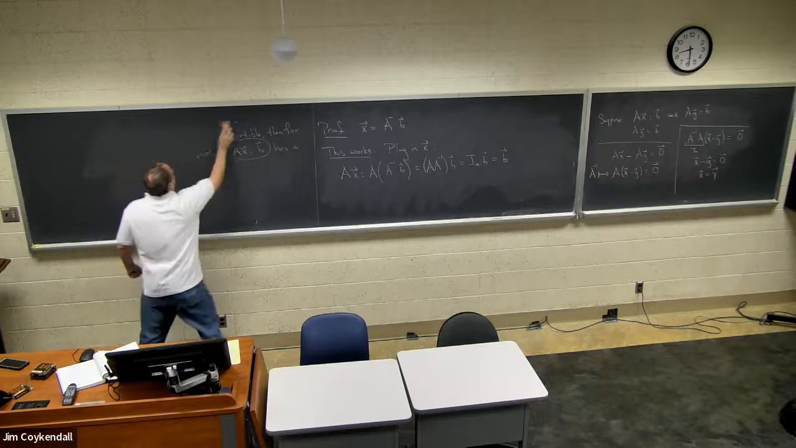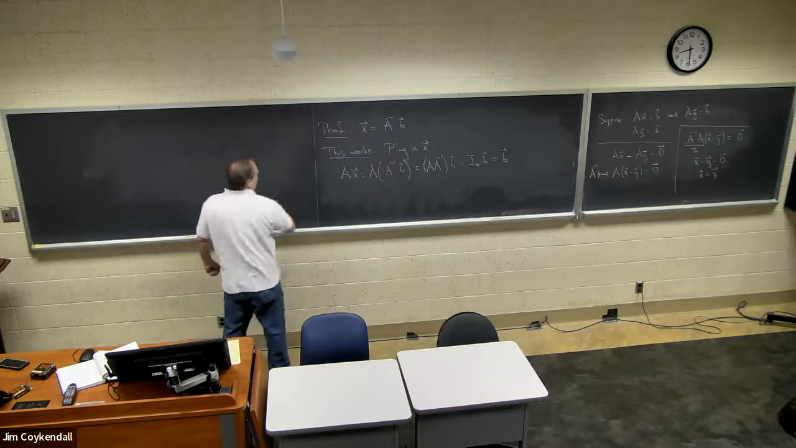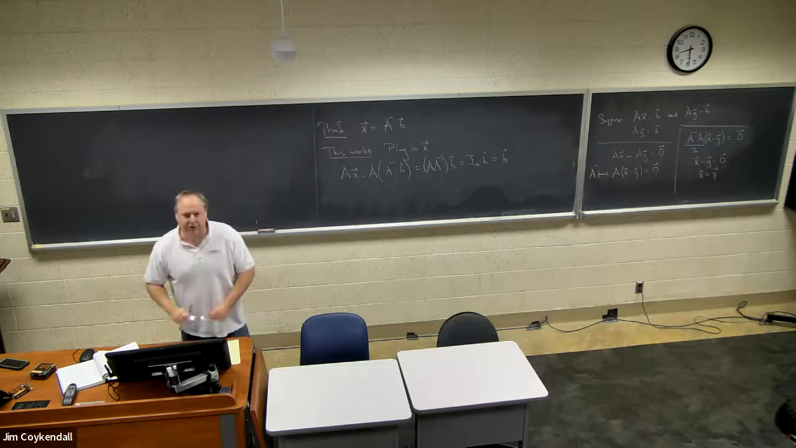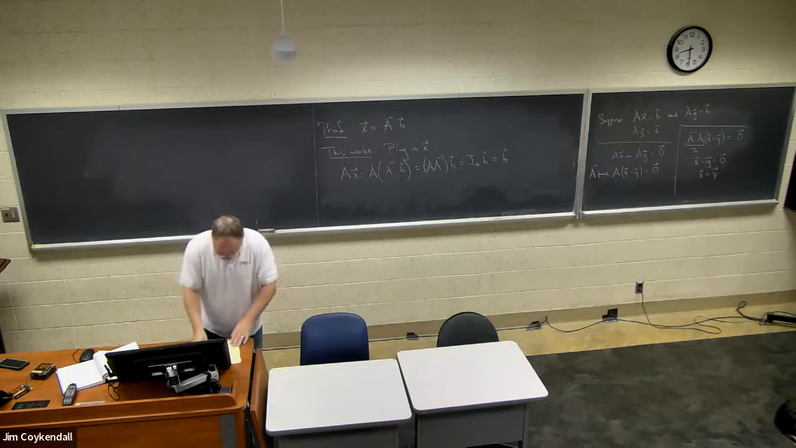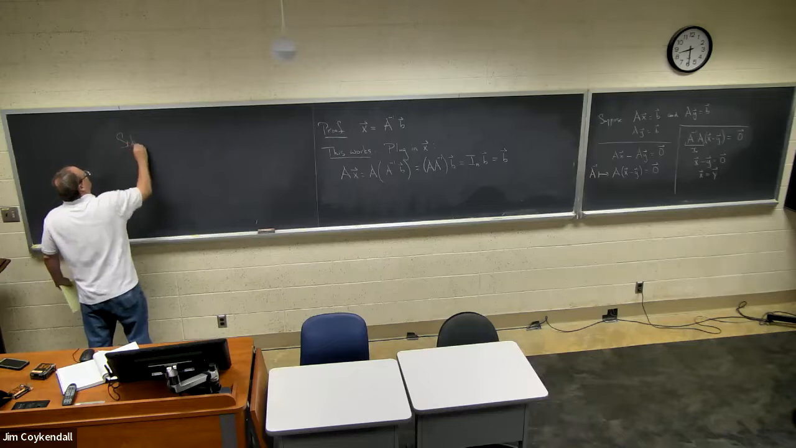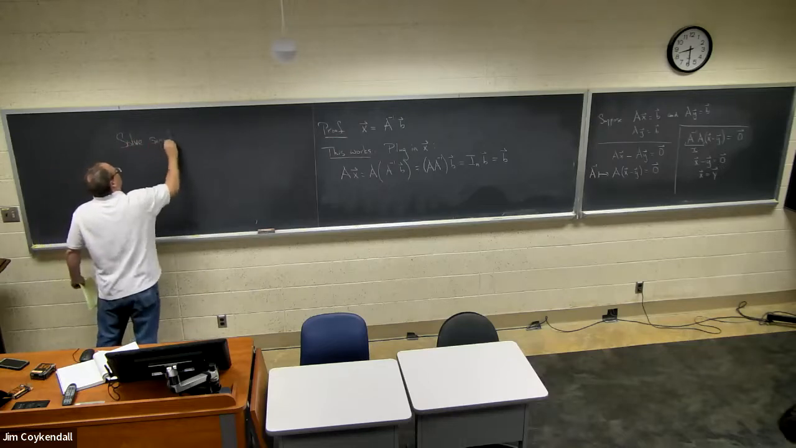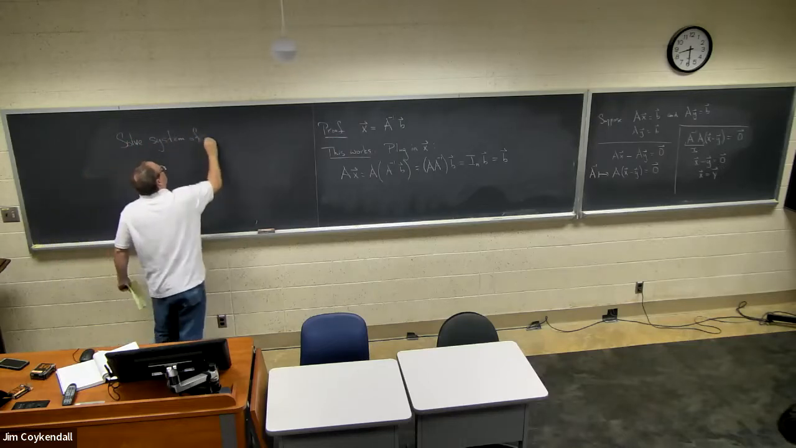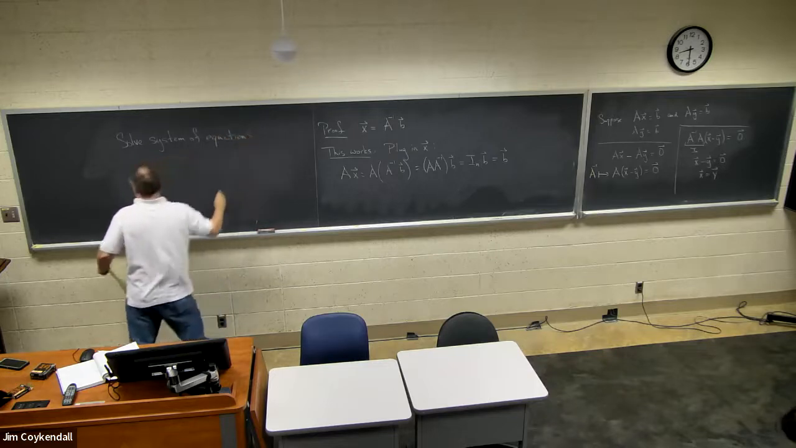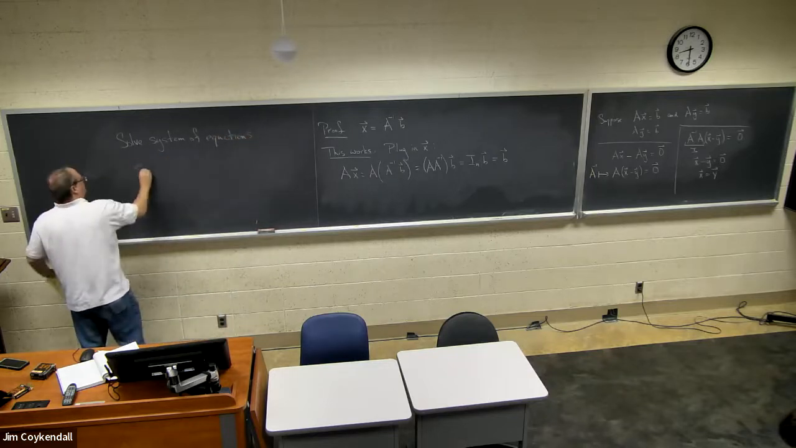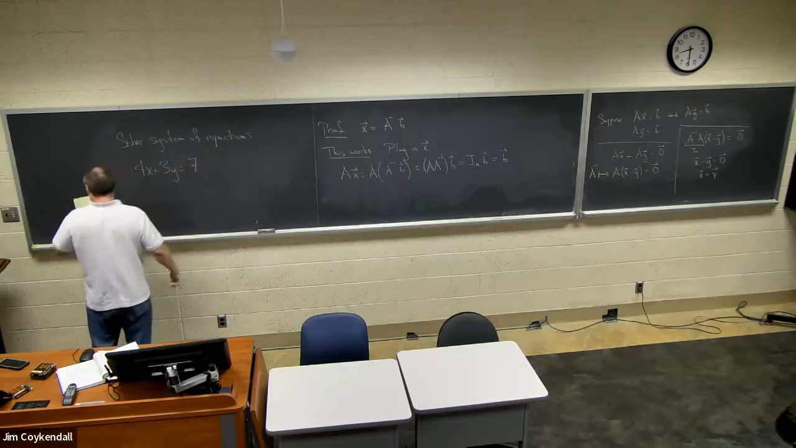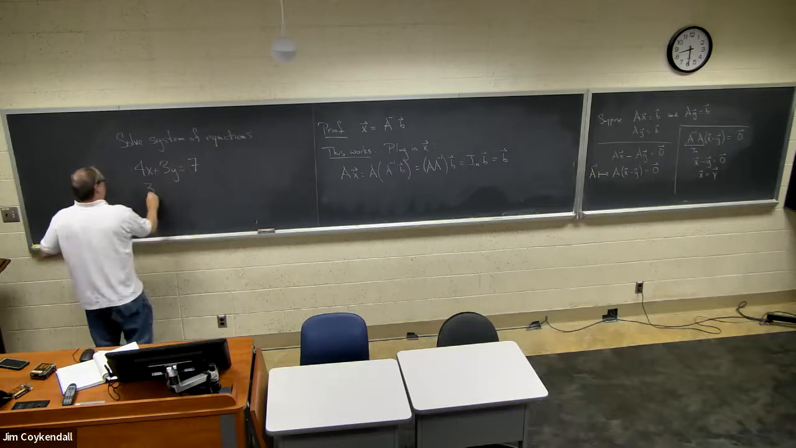Okay, so let's apply this. Let's actually do a 2x2 system with two equations and two unknowns. See what it shakes out. We'll do this from the matrix point of view. Solve the system: three X.